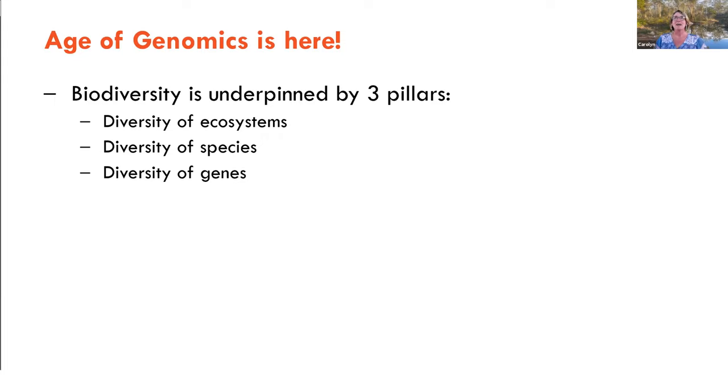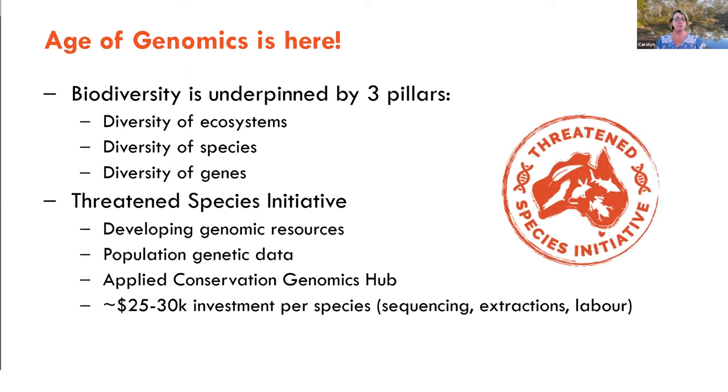And now that we have cheaper sequencing for genomes and lots of online tools and ways like Galaxy Australia to be able to assemble them really efficiently and quickly, we're now hopefully going to start accelerating the number of reference genomes that we're generating for particularly threatened species across the world. So that's what the Threatened Species Initiative is for. We've got the 3 different ways we're going to apply the information. And really what we've discovered is it's about $25,000 to $30,000 investment per species. That's including sequencing, extractions and labour.